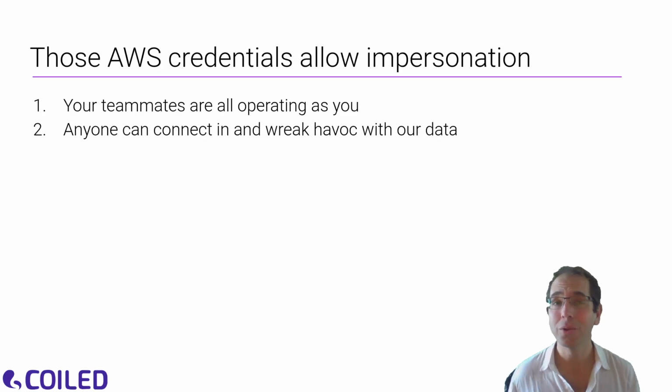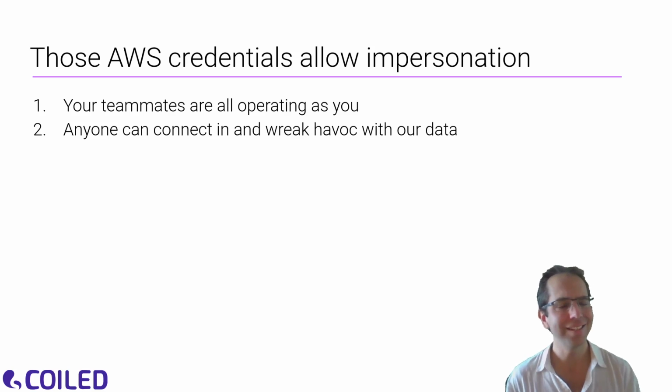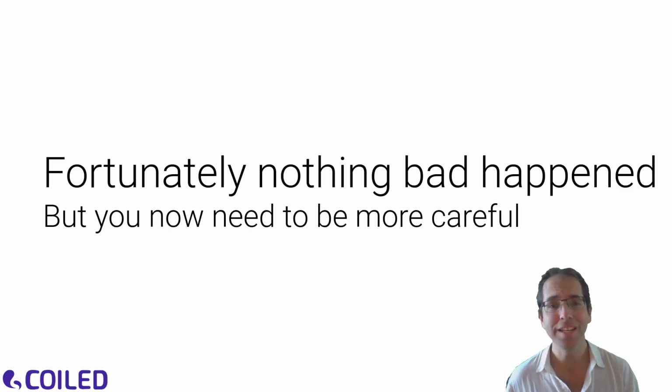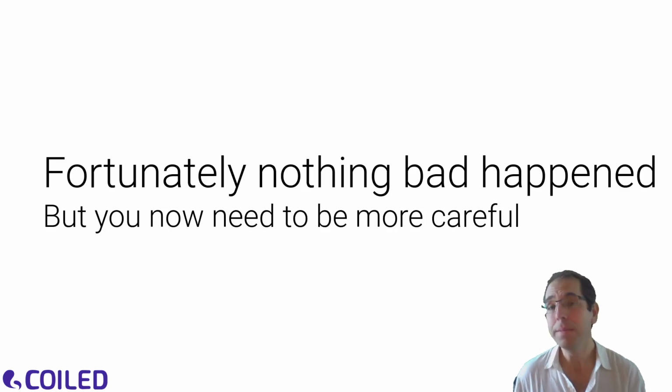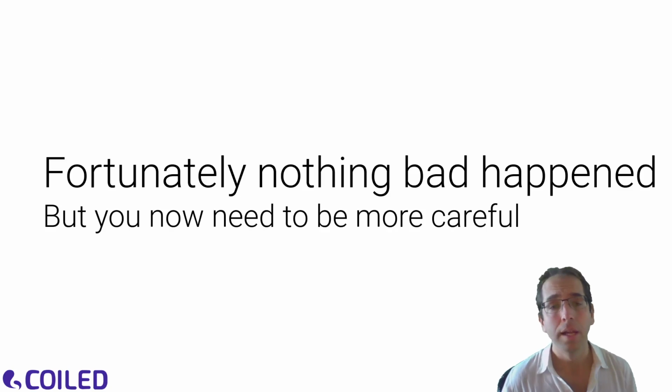Those AWS credentials also allow for impersonation. So it's likely that at this point, you've been successful enough that you've showed this to your team, and they're also very excited. You've probably given them access to that cluster, but they might be operating as you now. They need to manage their own credentials on those Kubernetes clusters. And this is again, fine, but IT would prefer that you didn't do that. So fortunately, nothing bad happened, but you now need to be a little bit more careful.